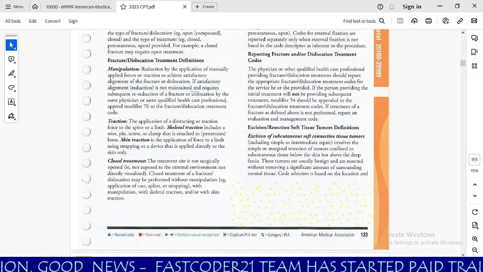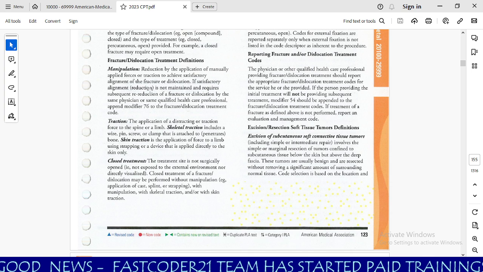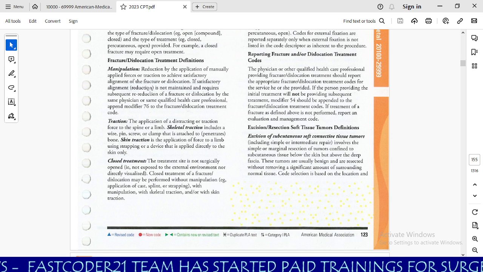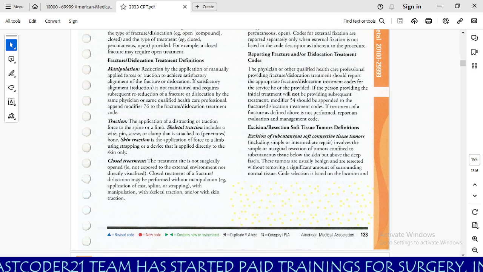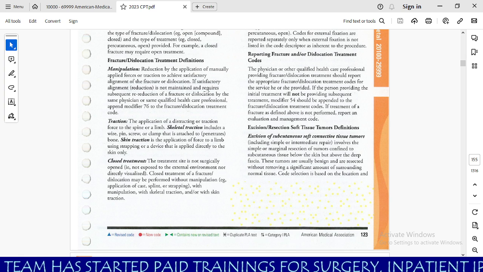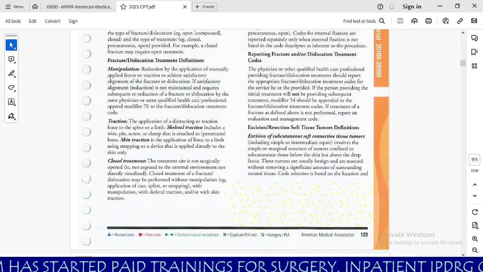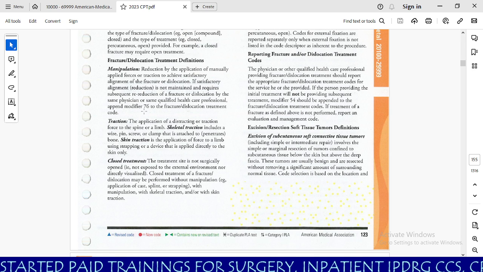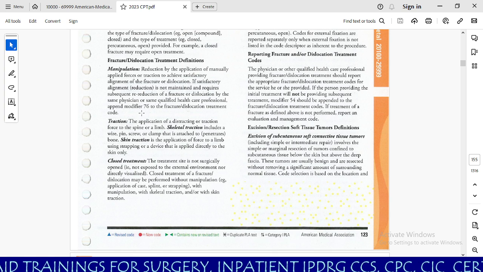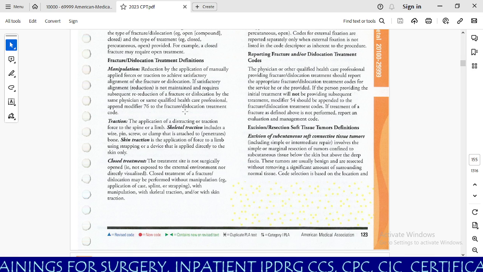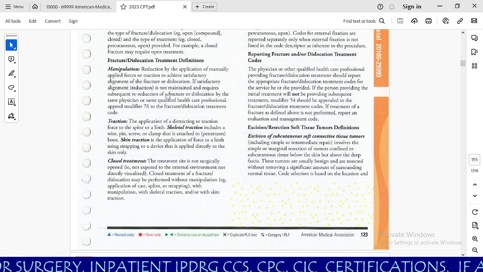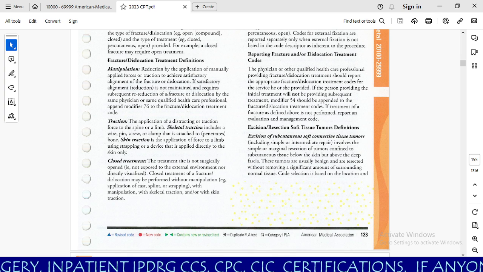We have one guideline here. If satisfactory alignment, like reduction, is achieved, the physician has performed the hand force and it reduces the fracture. If that reduction is not maintained and requires subsequent reduction of a fracture or dislocation by the same physician or same qualified healthcare professional, append modifier 76 to the fracture or dislocation treatment code. So the first time the physician has performed the reduction, but that is not successful.